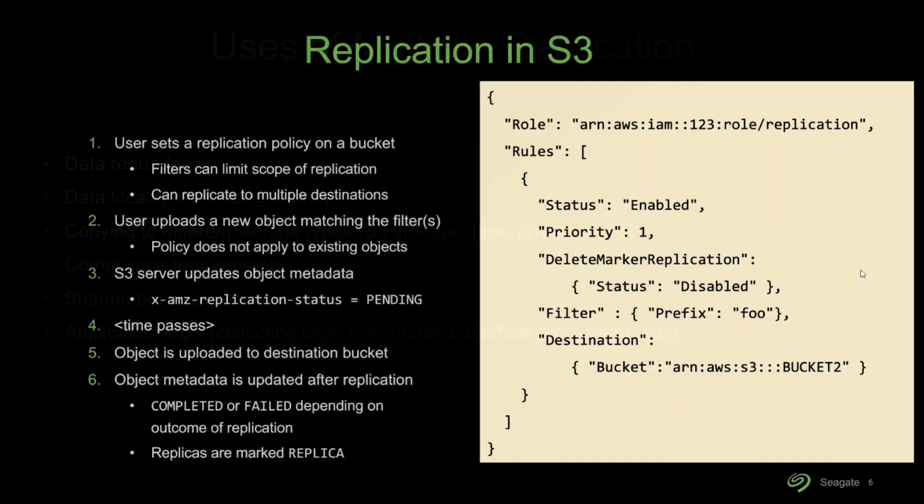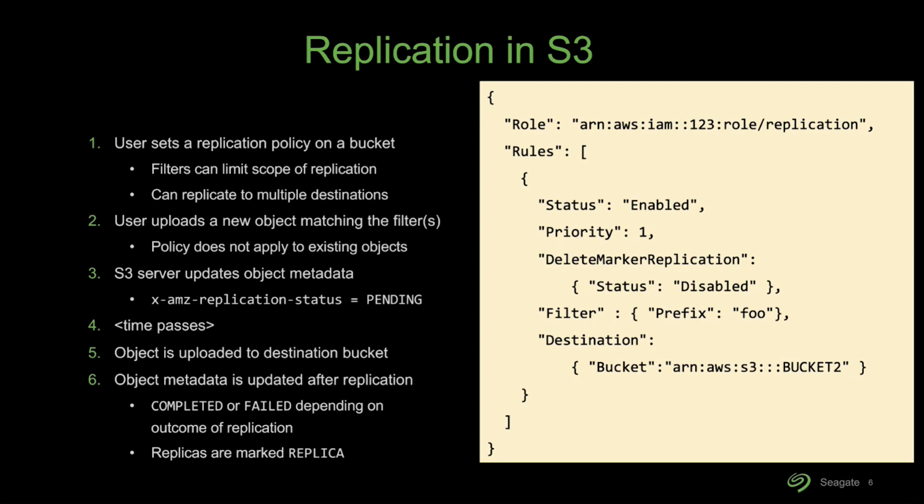So the way that this looks in Amazon's S3 is that a user sets a policy on a given bucket. On the right, I have what one of those policies might look like. There's a role there that specifies credentials and who's going to own things when we're replicating. You can use filters. Here there's a filter saying that any object name that starts with foo is going to be replicated. And you can also have multiple rules so that you can replicate objects to different destinations.